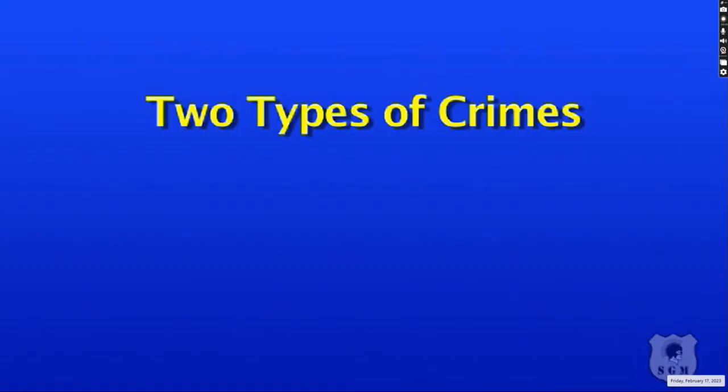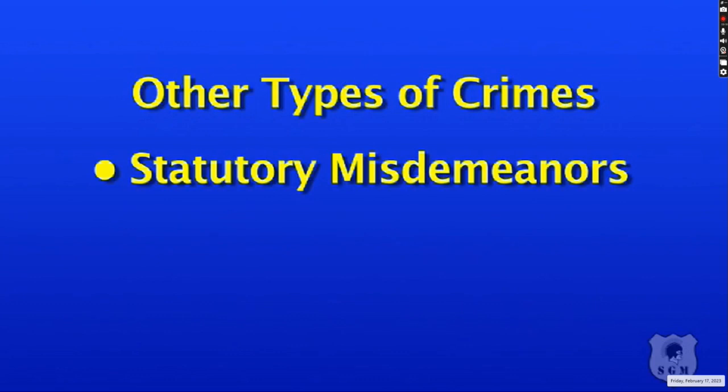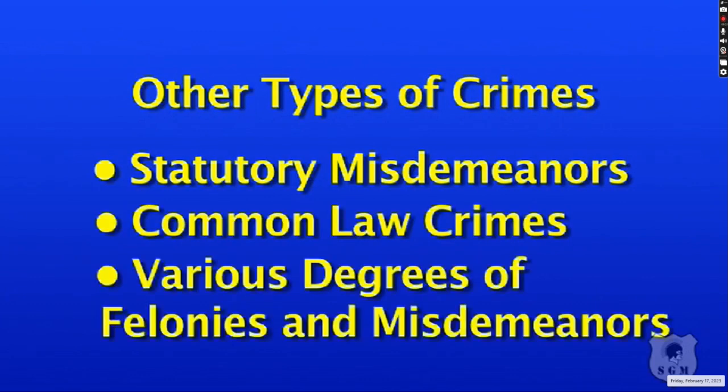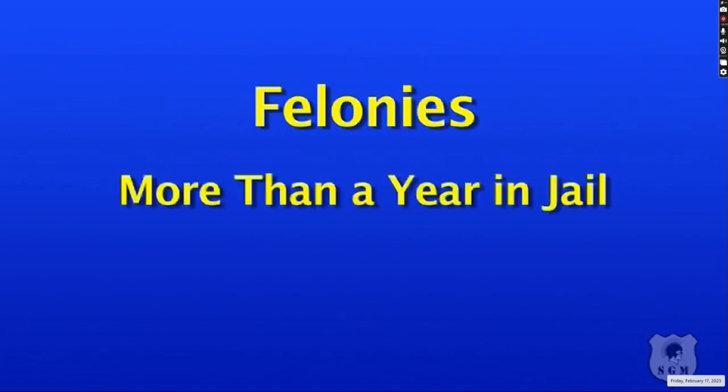As a security officer, there are two types of crimes that you need to be concerned with. These are felonies and misdemeanors. There are other types of crimes such as statutory misdemeanors, common law crimes, and various degrees of felonies, and so forth. These crimes are more involved and very perplexing even to attorneys. So we're just going to stick to the basics and discuss felonies and misdemeanors. Felony. In most states, the definition of a felony is a crime where the punishment for that crime is more than a year in jail.